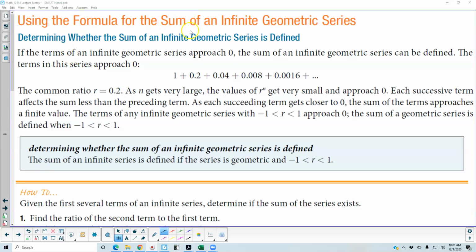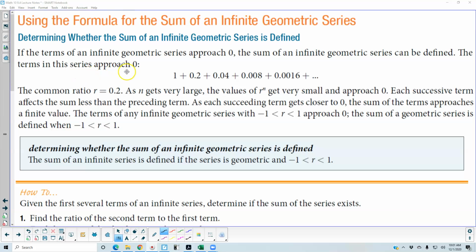Using the formula for the sum of an infinite geometric series. Determining whether the sum of an infinite geometric series is defined. If the terms of an infinite geometric series approach zero, the sum of an infinite geometric series can be defined.